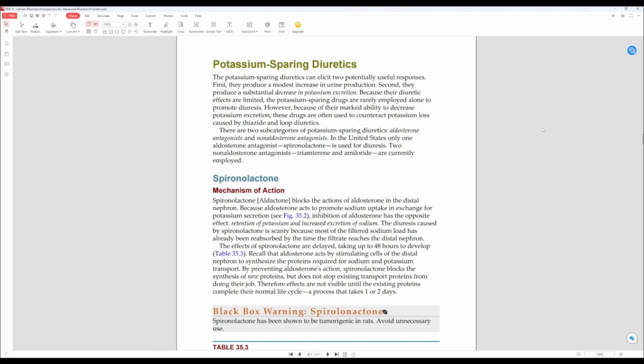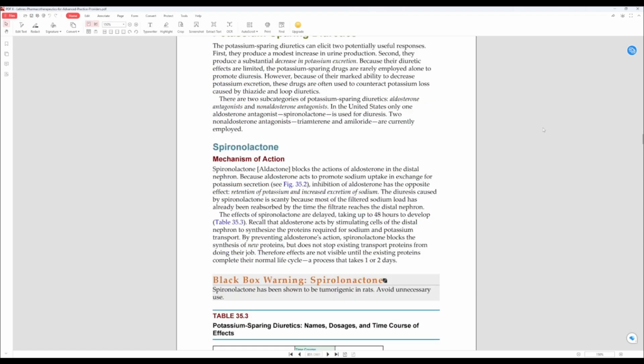However, because of their marked ability to decrease potassium excretion, these drugs are often used to counteract potassium loss caused by medications such as your loop diuretics and your thiazides. There are two subcategories of potassium-sparing diuretics, your aldosterone antagonists and your non-aldosterone antagonists. In the US, only one aldosterone antagonist, Aldactone, is used for diuresis. There are two non-aldosterone antagonists, triamterene and amiloride, and both are currently used, though I would say rarely.